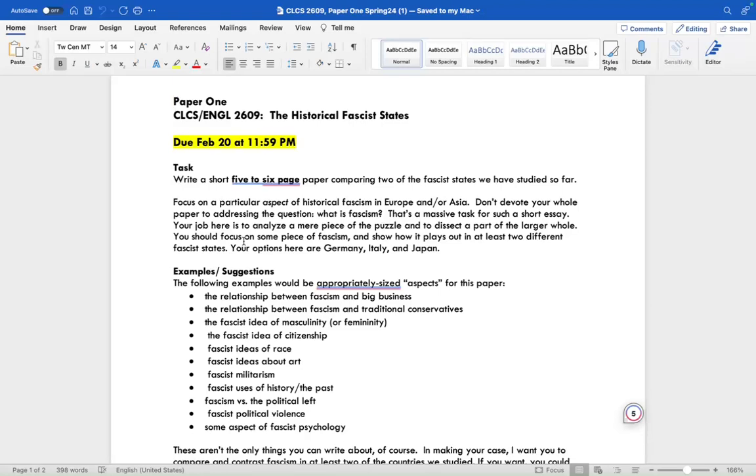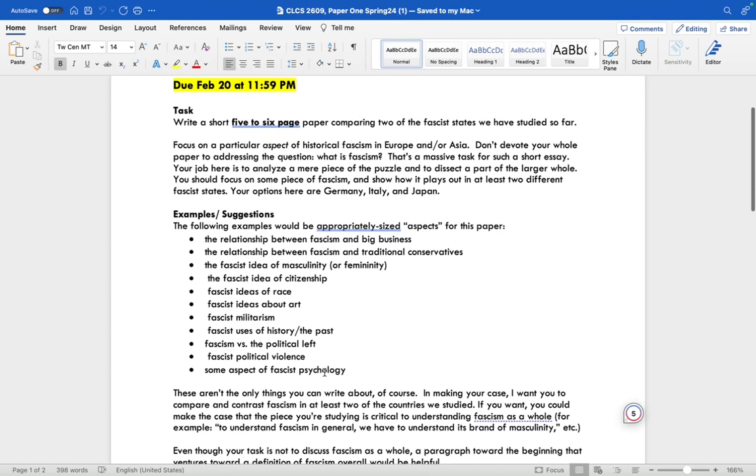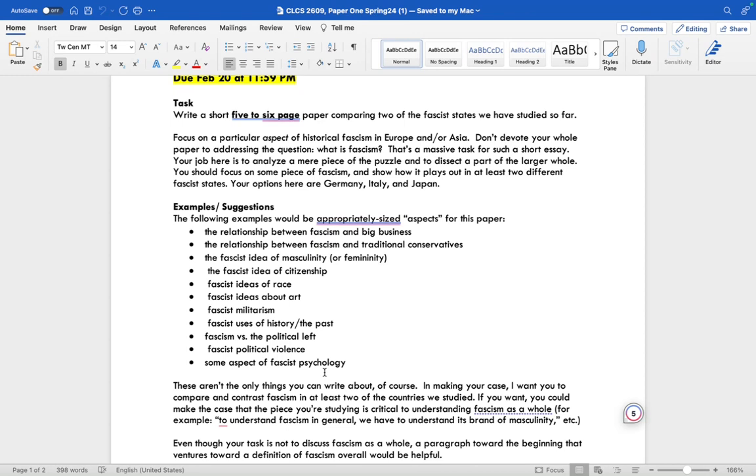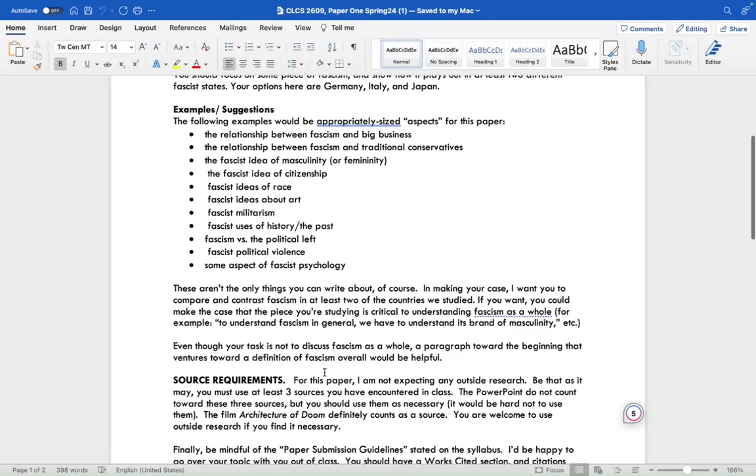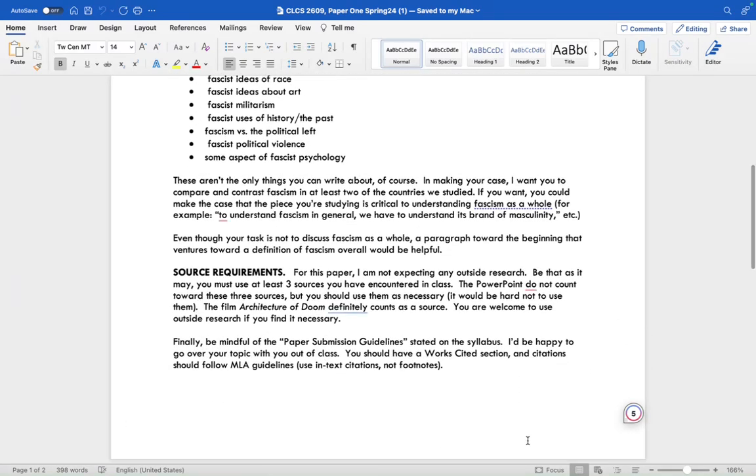So for instance, you might talk about the relationship between fascism and traditional conservatives, or you might trace the idea of fascist masculinity and femininity in two different states. The key here is that you're providing a robust discussion of these concepts, but also making sure that you are drawing on the material that we studied for specific examples and evidence. I am asking you to include sources in this paper. You must use at least three sources that we've encountered in class. I'm not asking you to do any outside research.